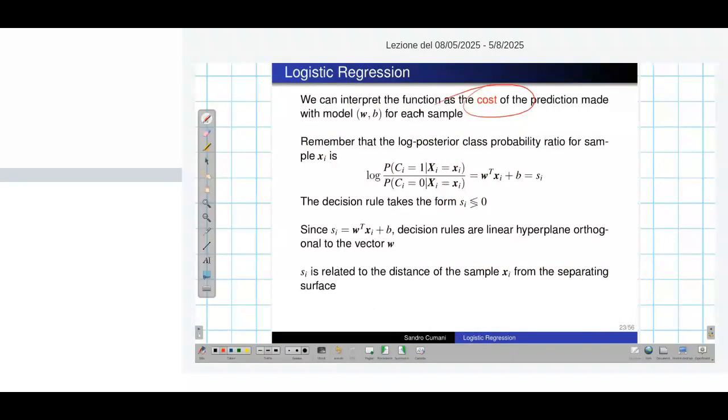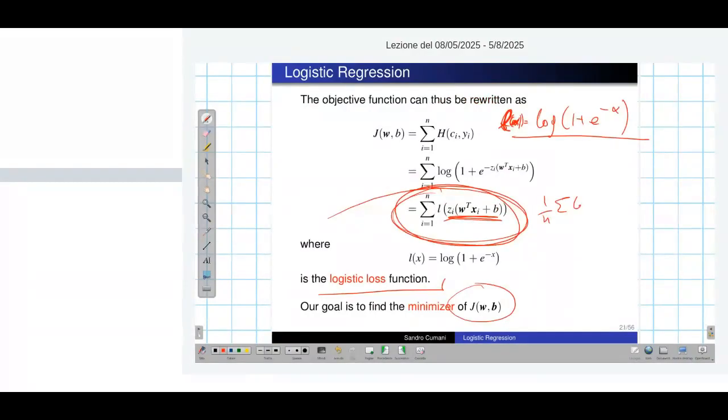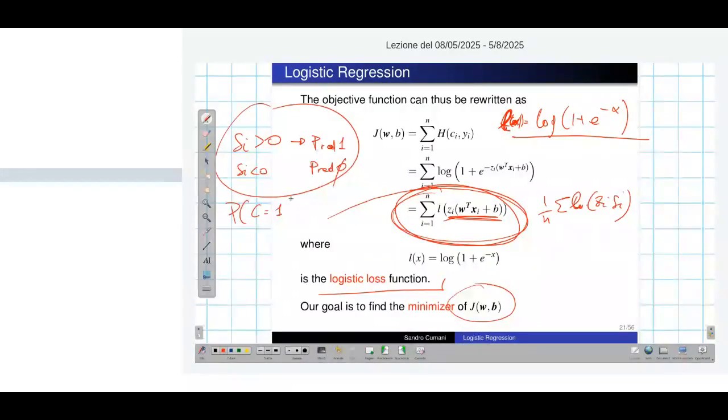Now we can interpret this as what? Well, remember that what I'm doing is an average of the logistic loss computed at Zi Si. What is Zi Si? Well, remember that Si is related to the class posterior probability. And our decision rule is, when Si is greater than 0, I will predict 1. When Si is lower than 0, my model predicts class 0. So this is what my model is doing. And actually, my model is saying that the probability of the class being 1 given xi is sigmoid of Si, which depends on xi. This is the probability of the class being 1. And my decision rule is to compare Si with 0.